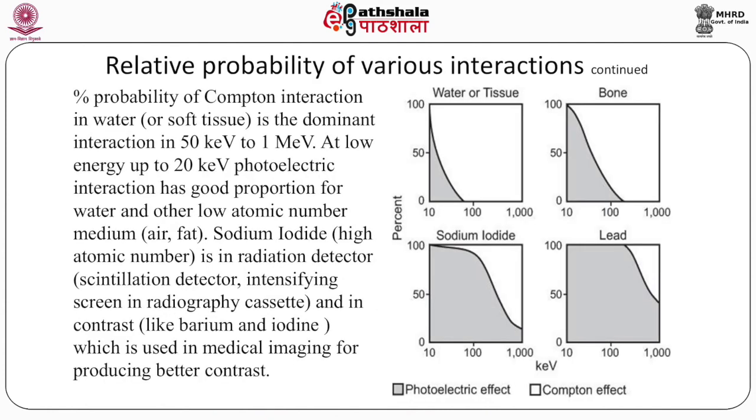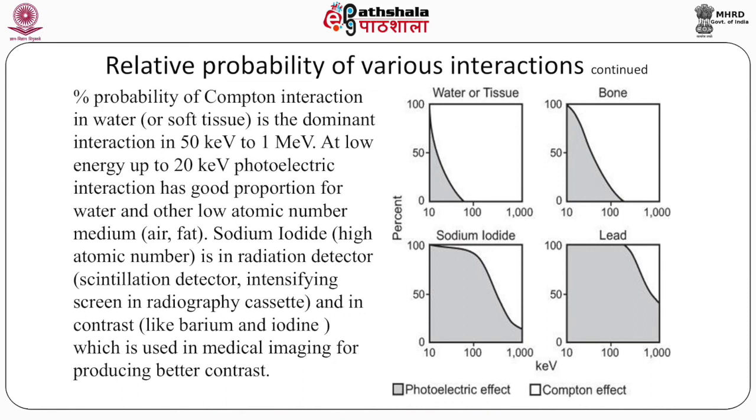Relative probability of various interactions: we see here that percentage probability of Compton interaction in water or soft tissue is the dominant interaction in 50 keV to 1 MeV. At low energy up to 20 keV, photoelectric interaction has good proportion for water and other low atomic number medium, which includes air, fat, etc.